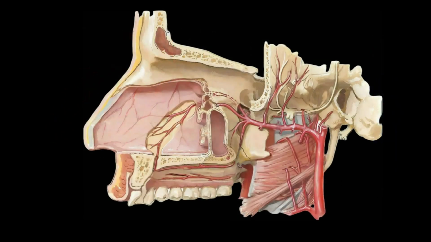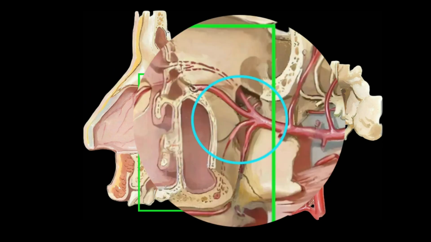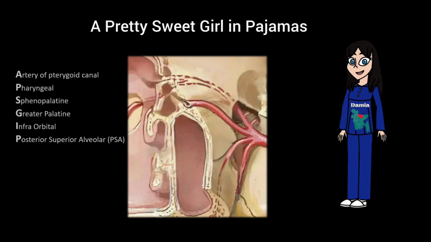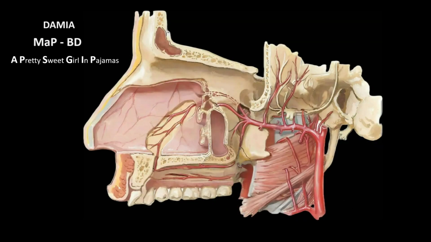Now we are going to see this third division in the anatomic model. This is the third division, as you can see. Now let's focus into this region, actually the pterygoid region, where you are going to see all the branches. Now, can you recollect? Artery of the pterygoid canal, pharyngeal branch, sphenopalatine branch, greater palatine branch, infraorbital branch, and posterior superior alveolar artery. This is all about the story of Damia, who is wearing a map of Bangladesh. And who is Damia? A pretty sweet girl in pajamas.